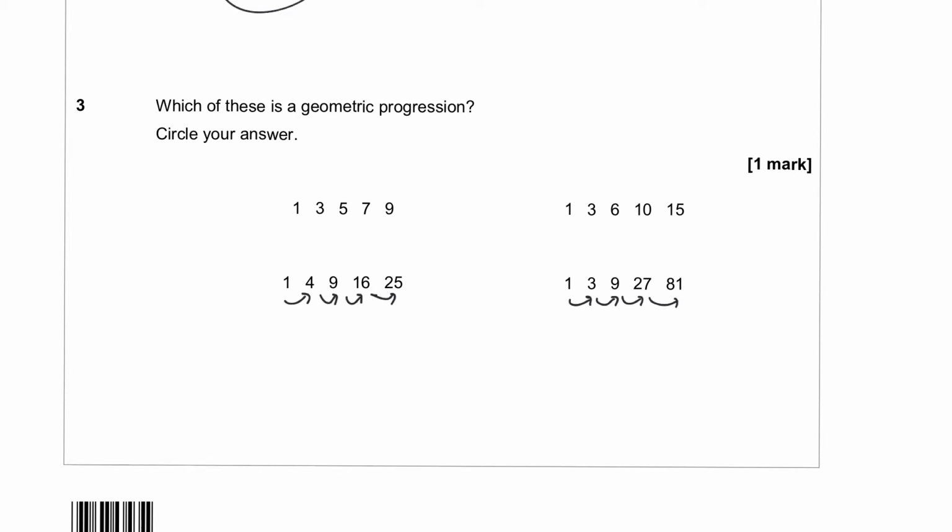So now we're left with these two. Here it looks like a sequence of squared numbers, which could be an option, but they're not being multiplied by a specific number each time, so no. And here we can see if we multiply by 3 each time, that works. So the one with geometric progression would be this one.